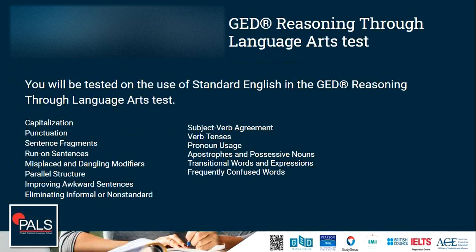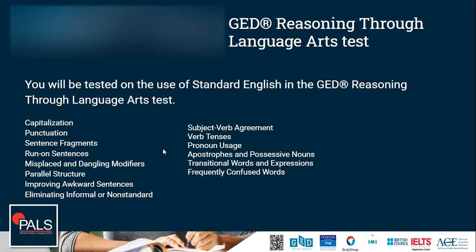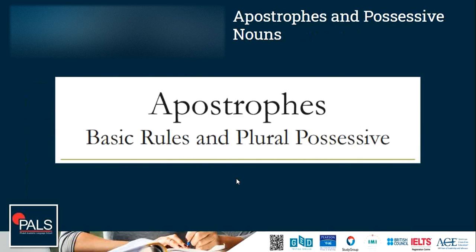Okay, let's begin. So, like what I mentioned a while back, I am making this series, and I have made 9 screencasts about the topics presented on this slide. We are already on this part, so yeah, we still have 2 remaining parts. And today, we will talk about apostrophes and possessive nouns. We will talk about the basic rules, and also we will touch the concept of plural possessives.